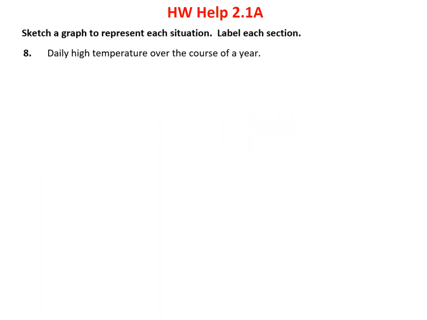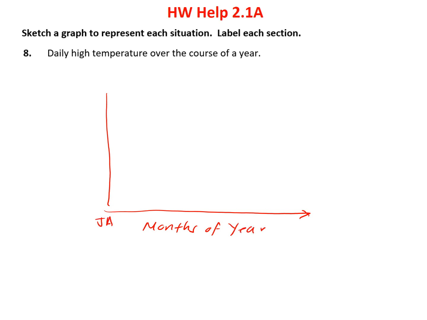Problem 8 asks us to sketch a graph to represent this situation: the daily high temperature over the course of a year. So we're going to write our graph here, and I'm just going to put months of the year. So if we started at January, and then somewhere in here we would have April, we would have June, and we would have October, and then finally back to January. That's our months of the year going this way.